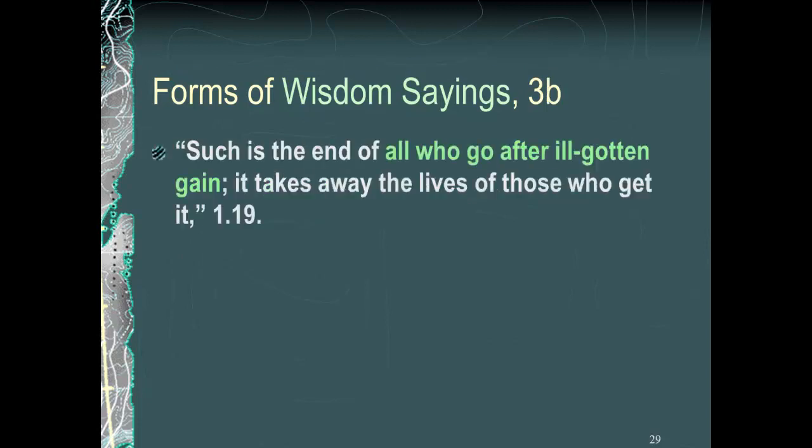And so we find toward the close of the poem, ending in chapter 1, verse 19, such is the end of all who go after ill-gotten gain. That is the character that the sage is wanting us to focus on, and he's saying, here's, in short, how these characters, these individuals, those who chase after wealth, profit, but they do it without a moral compass. What happens to them eventually? It will take away their lives. This situation contains only one character. It's not comparing two, just one.